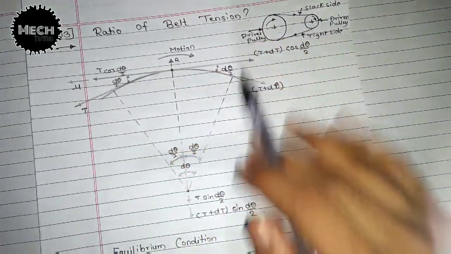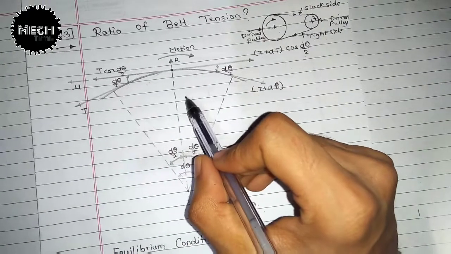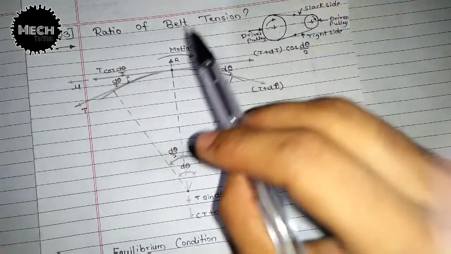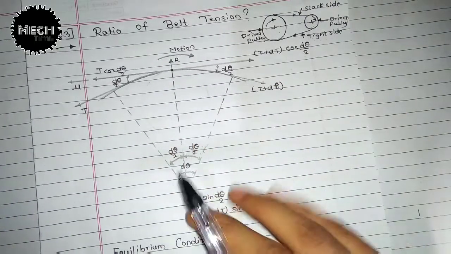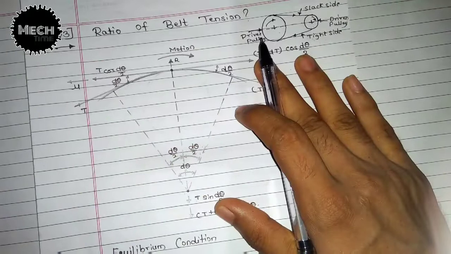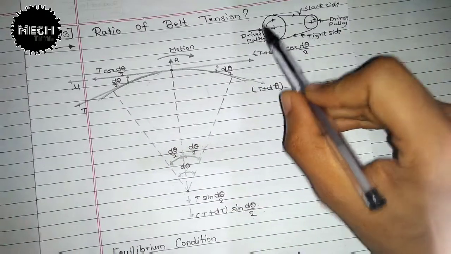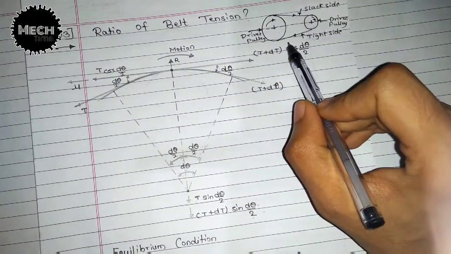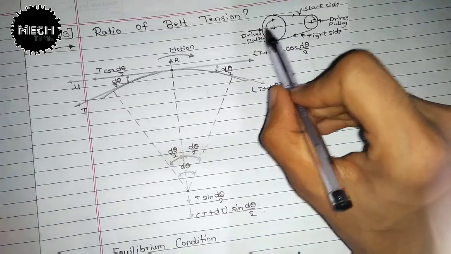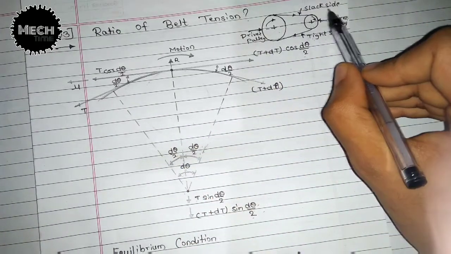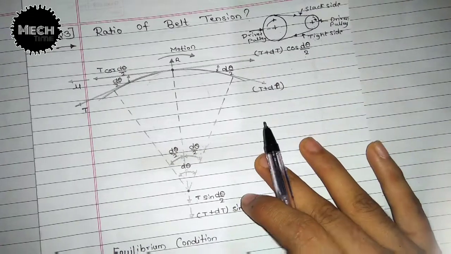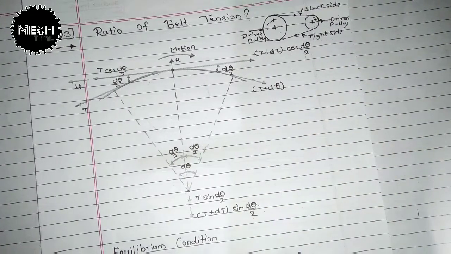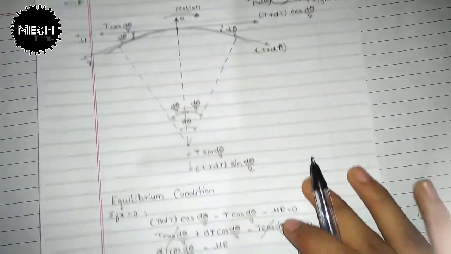So all these forces are concurrent forces. Concurrent means they are in contact. Now this whole figure you have to draw: first you have to draw the open belt drive, then take a part of the driver, because we need to find the tension at both sides, that is slack side and tight side. Therefore we need to find this, and we'll go with the equilibrium condition.